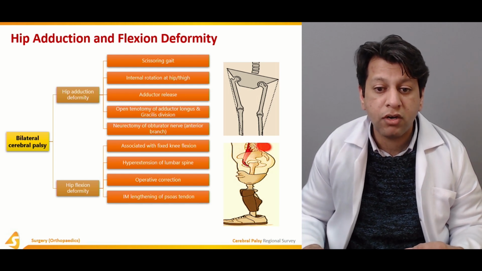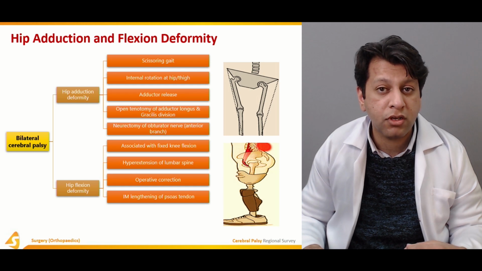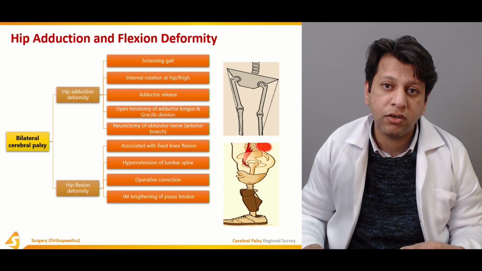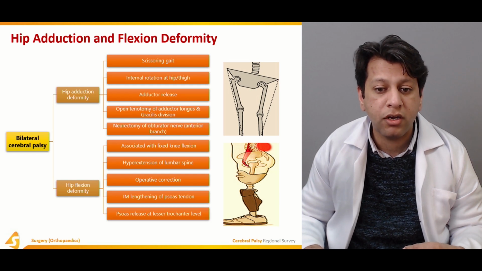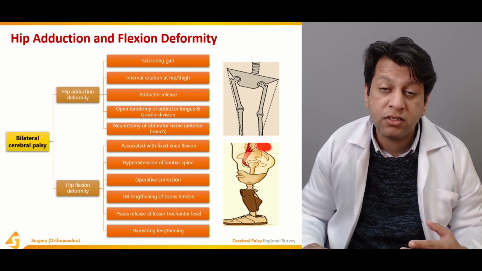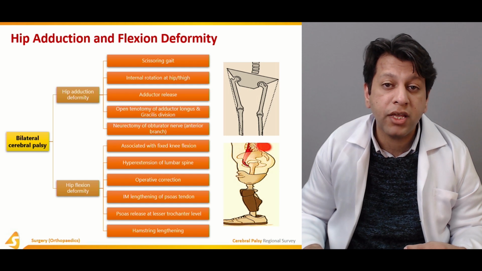This may be associated with the lengthening of the iliopsoas tendon, which is actually causing the flexion deformity at the hip joint. Or psoas release may be done at the lesser trochanter level or at the lumbar spine level. Or the knee contractures can be treated with simply hamstring lengthening.